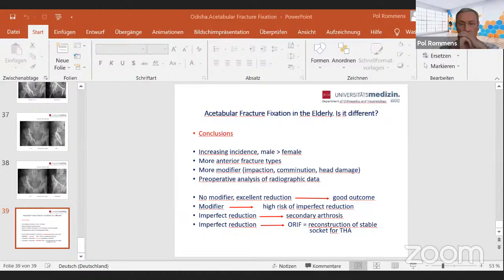There is a query related to the incidence and the indications of primary total hip replacement in geriatric acetabulum fractures. Can you please elaborate a little bit on that? Yeah.